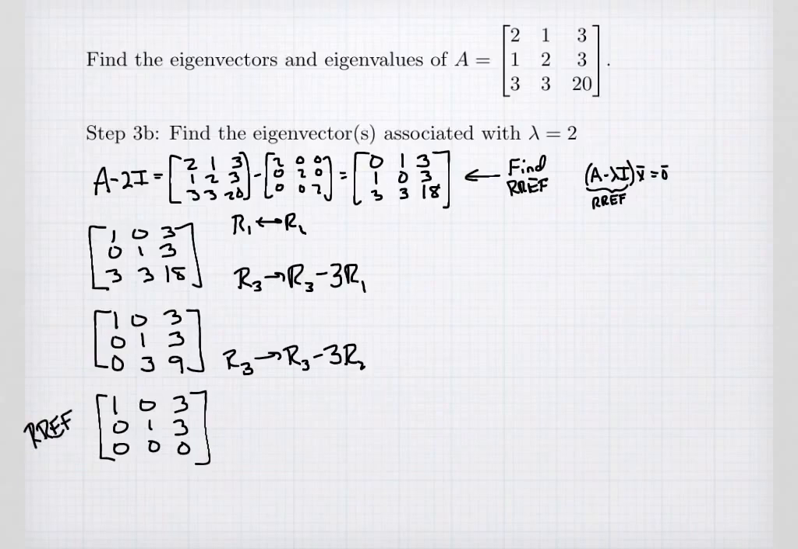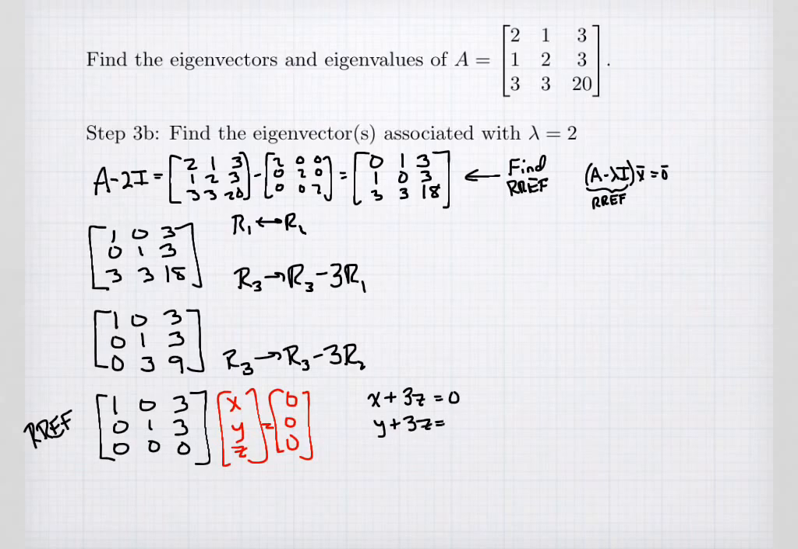And I'm going to interpret it. If I think of this as 3 variables times that matrix equals 0, 0, 0, then I get 3 equations. I get x plus 3z equals 0, y plus 3z equals 0, and the third equation, 0x, 0y, 0z equals 0. We don't need to write that down. So, x and y are not free, but z is free.